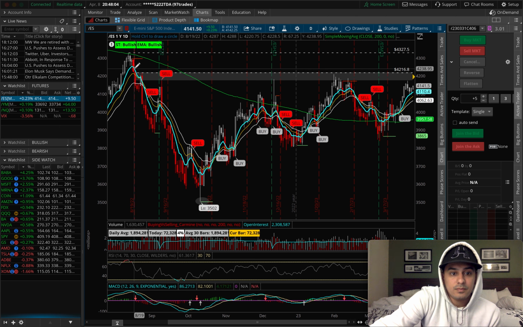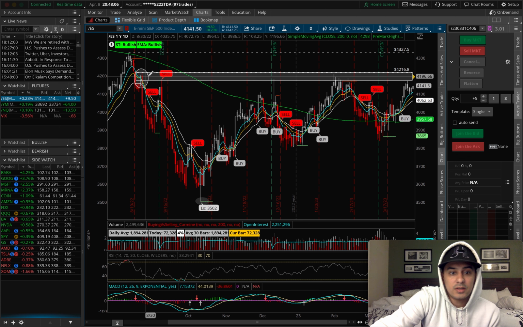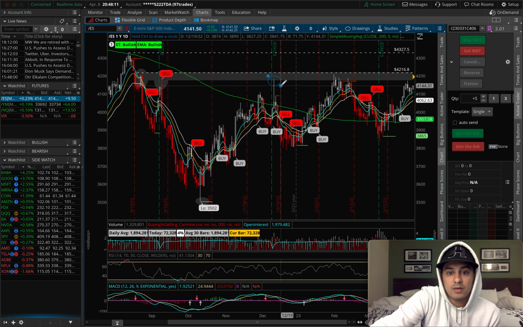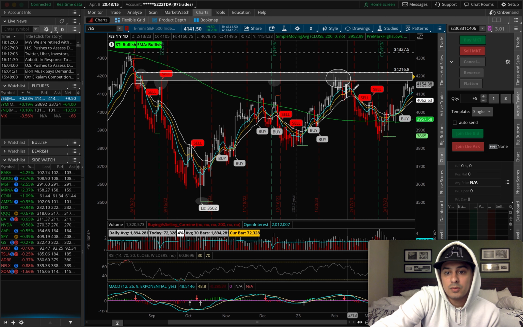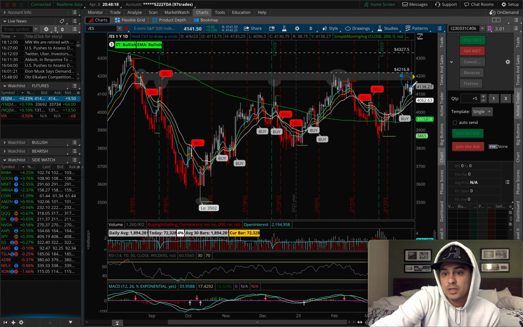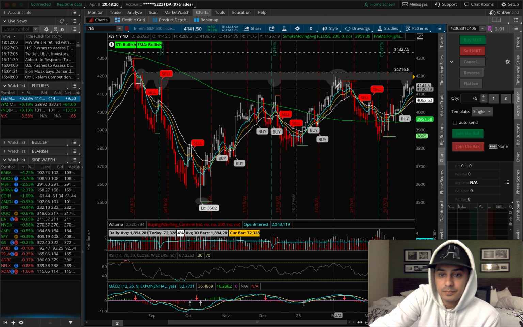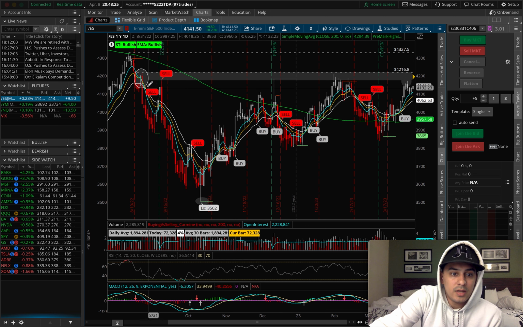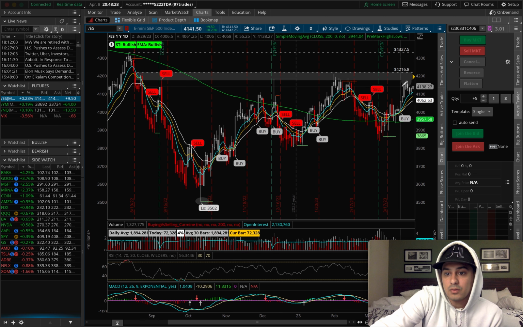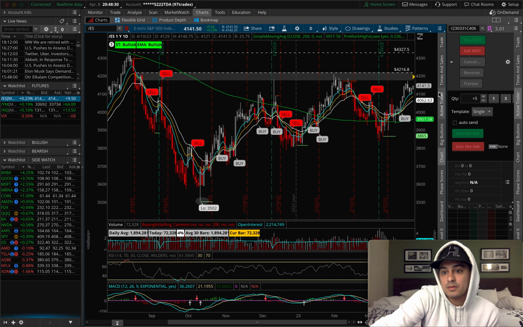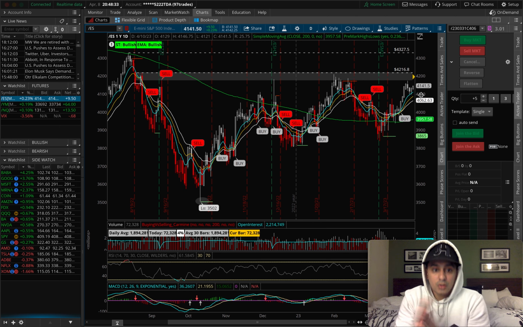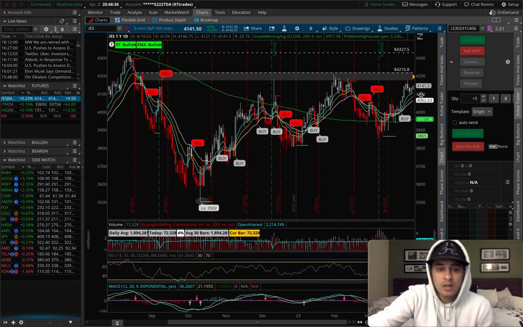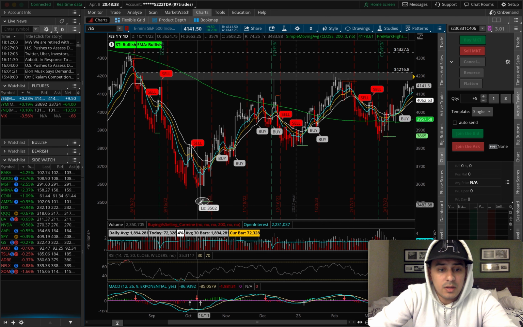So if you notice right here, we got rejected at this area. We got rejected right here with this candle. Even right here, we got rejected with this candle. And then all this right here, we tried multiple times, we got rejected. And here we are, just rejected again here. So I'm going to go ahead and remove those. I don't want it to be too sloppy. But yeah, those are the areas where we rejected this 4,200 level.